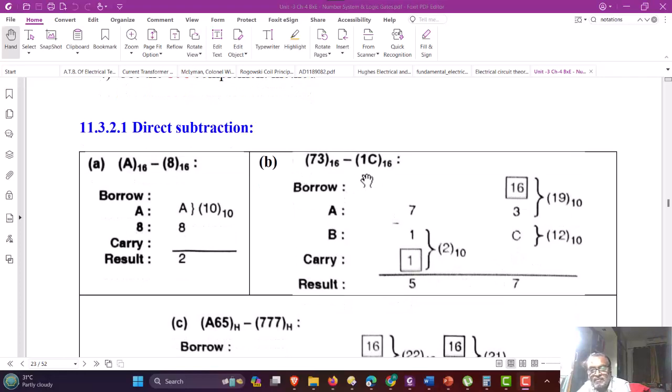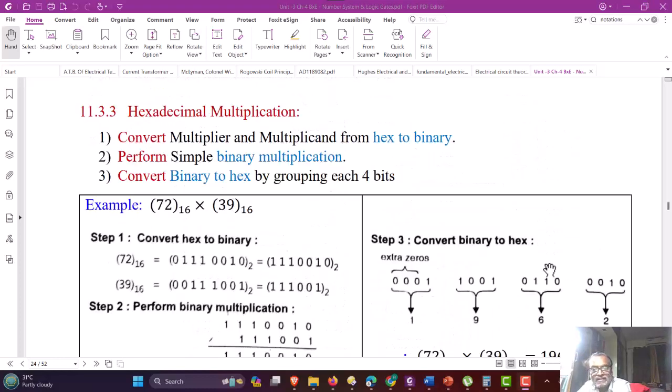Take another example, 73 minus 1C. See the less significant column, 3 minus C. 3 corresponds to decimal 3 and C corresponds to decimal 12. So 3 minus 12 is not possible, therefore we will take a borrow from the previous column. So 16 plus 3 is now 19. 19 minus 12, the result is 7. We will consider the borrow in the next column. So 7 minus 2 is 5. So 57 is the result.